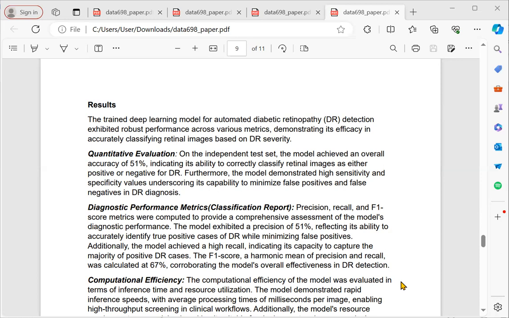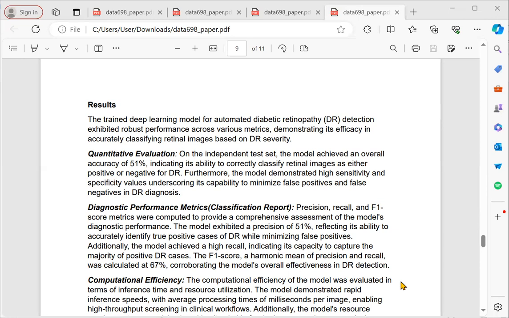On the independent assessor, the model achieved an overall accuracy of 51%, indicating its ability to correctly classify a retinal image as either positive or negative. And the F1 score is around 63. Furthermore, the model demonstrates high sensitivity and specificity values, underscoring its capability to minimize false positives and false negatives in DR.